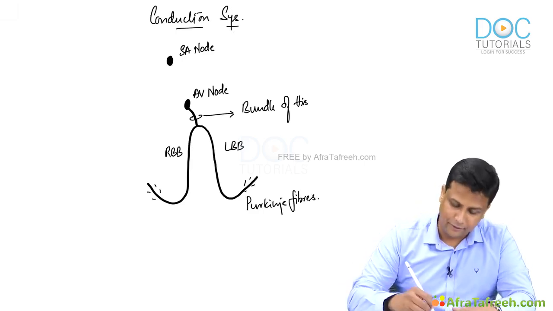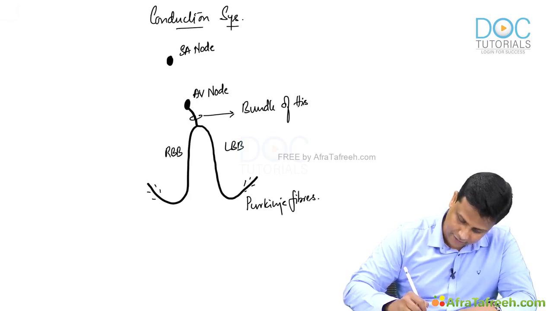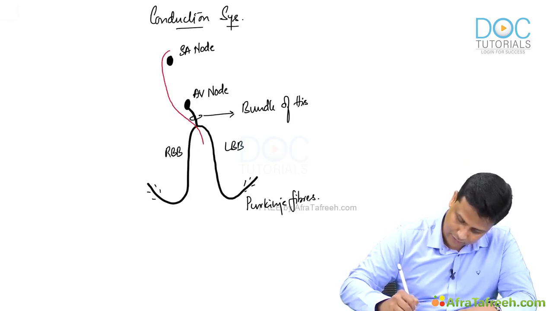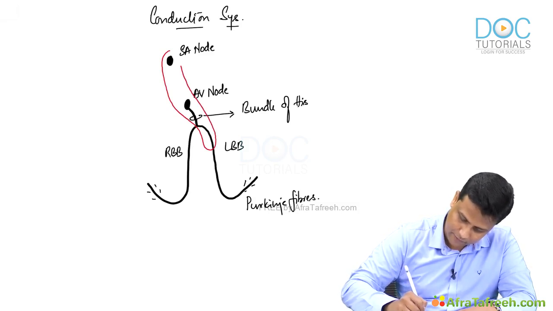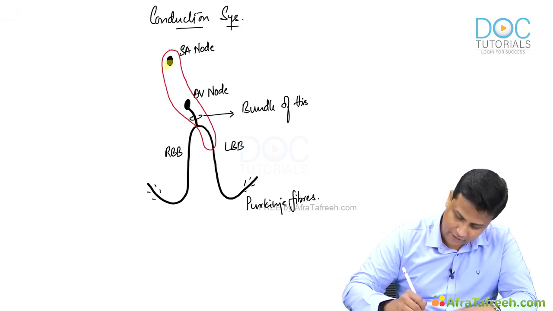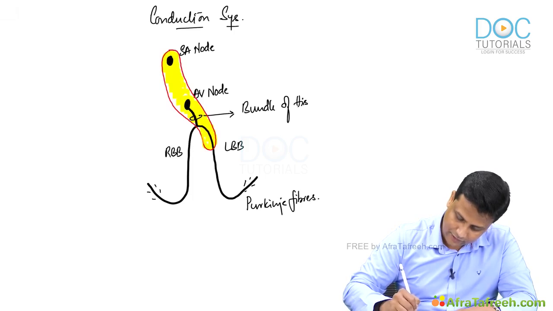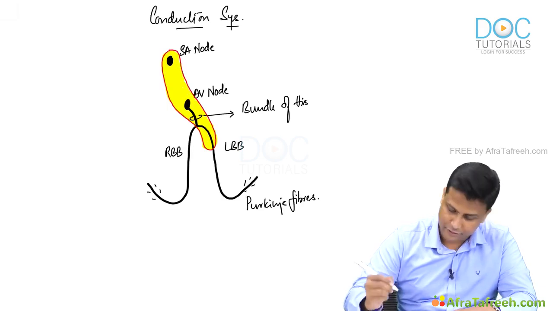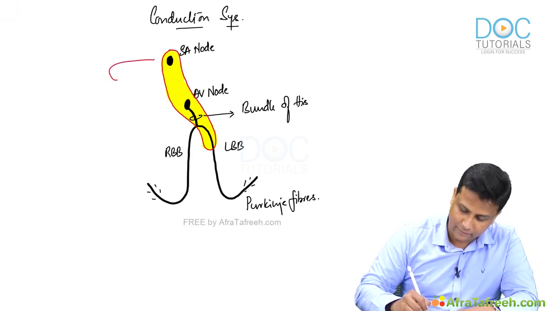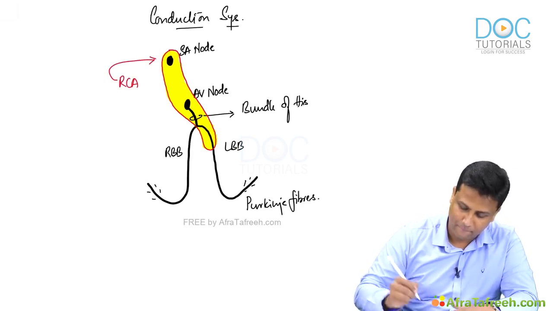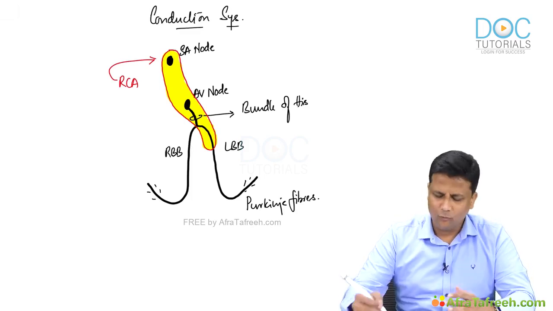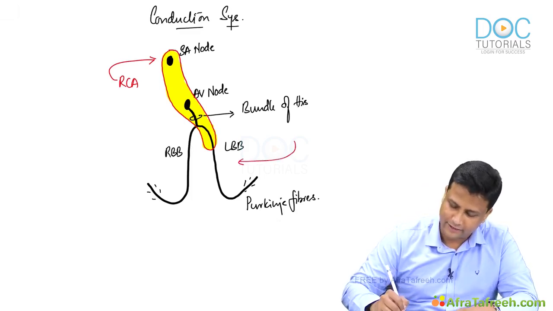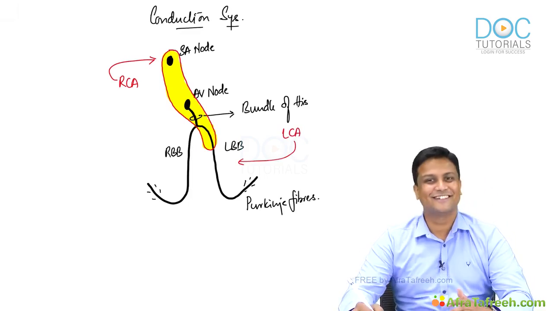Now after drawing this diagram, follow my method. Just highlight this one: SA node, AV node, bundle of His, and a small part of the left bundle branch. I repeat again, SA node, and then AV node, and then bundle of His, and then a small minor part of the left bundle branch. And all this will be taken care of by the right coronary artery. Easy. And whatever is left out here, that is all taken care of by your left coronary artery, guys.